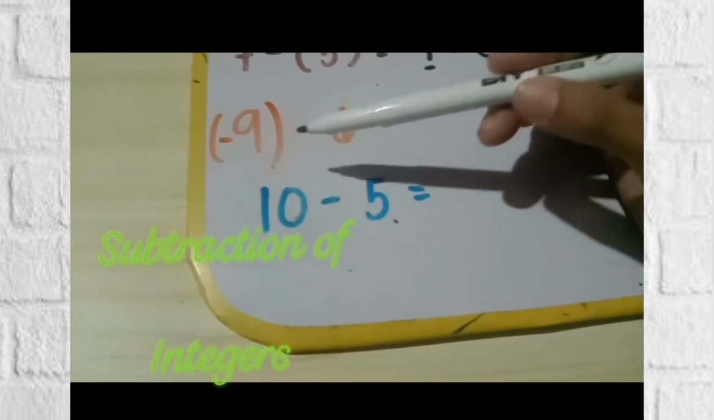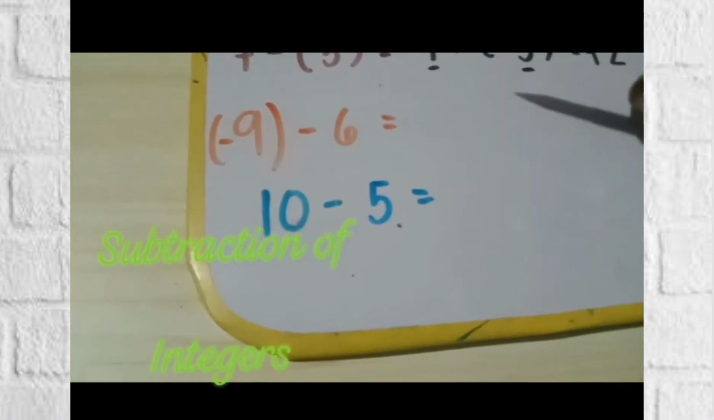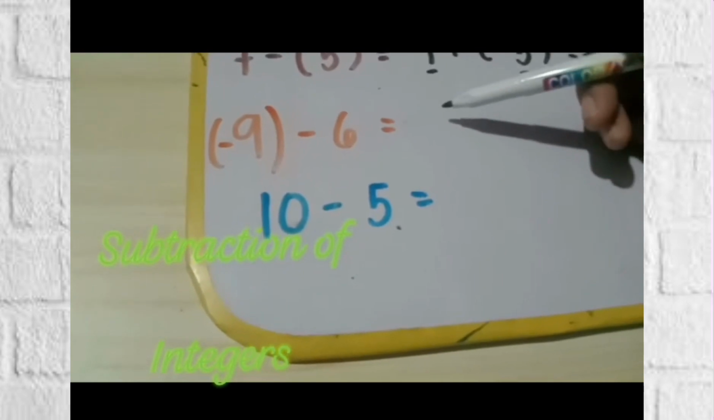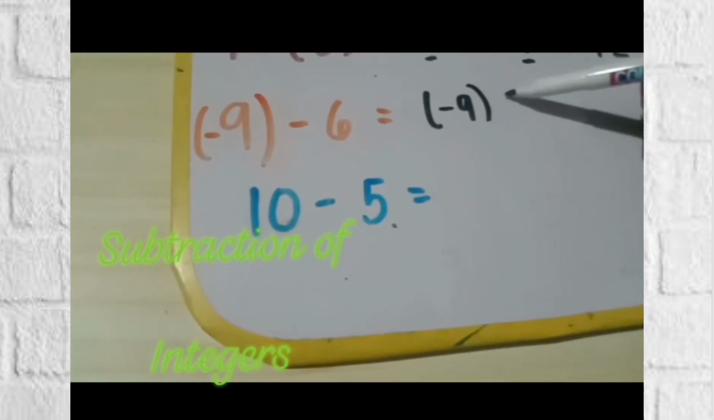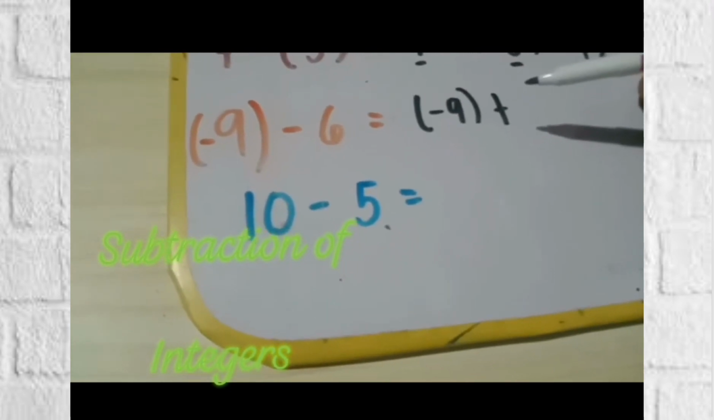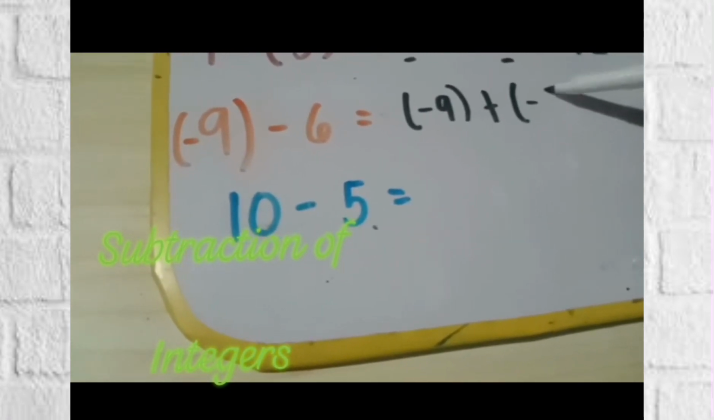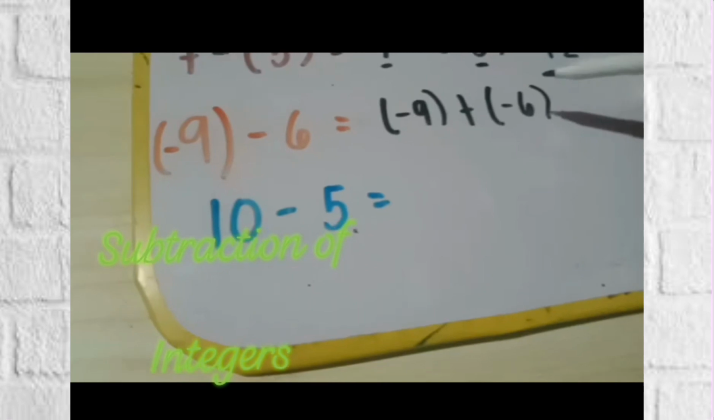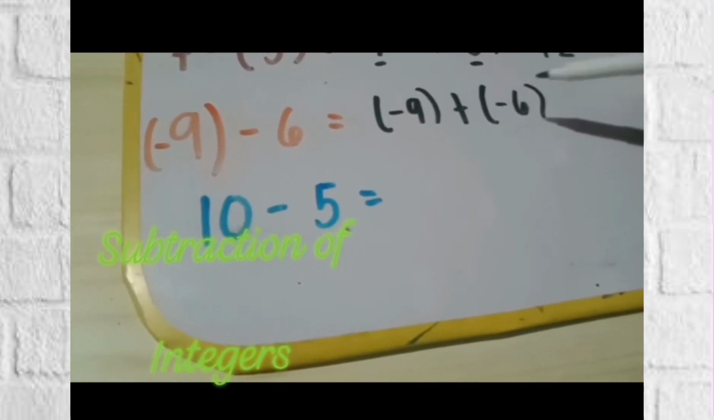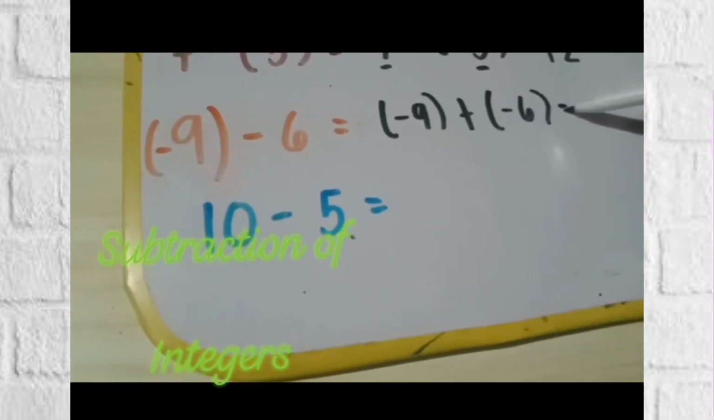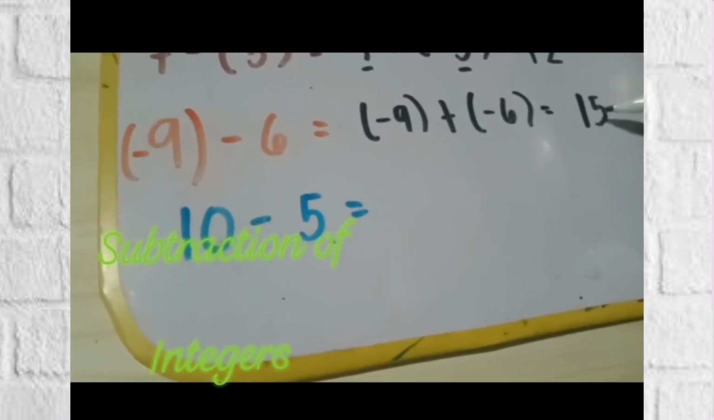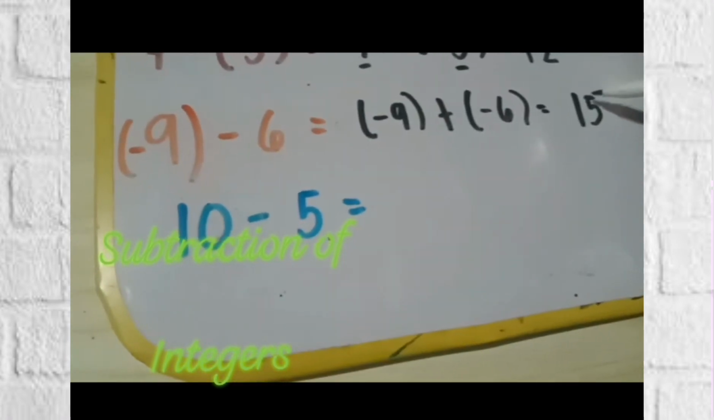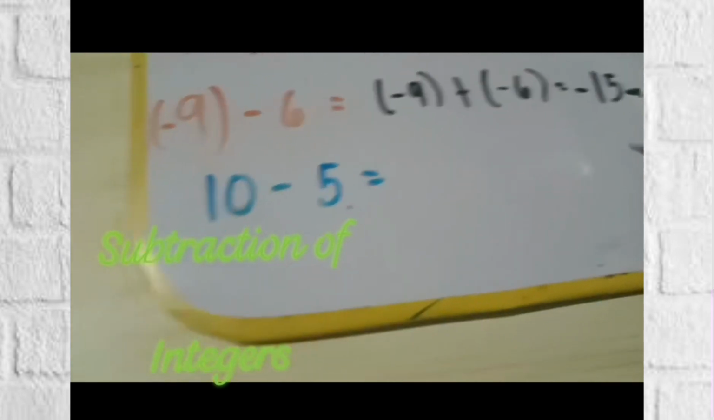Next, negative 9 minus positive 6. So, we have here negative 9, copy the minuend, plus positive 6 will become negative 6. So, they have the same signs. So, just add the absolute values, which is 15, and then copy the common sign.